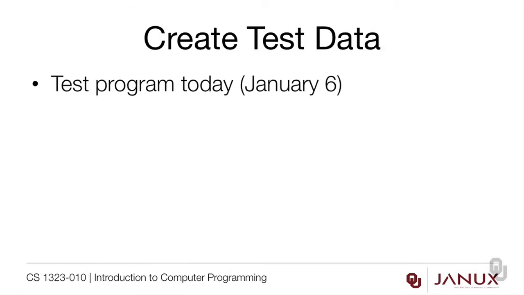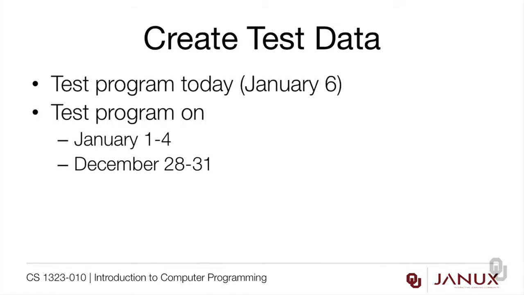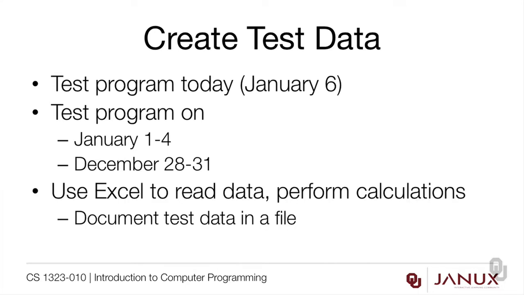The next thing we need to do is create our test data. Now we're going to need to test the program today, and we're going to have to worry about these boundary conditions. What are we going to do on January 1st? Well, on January 1st, we're only going to have 4 days of data. January 1st, 2nd, 3rd, and 4th. And that should work just fine. The same thing happens with December 28th to 31st. So these are definitely places we want to test the data. Now, we can use Excel to read the data and perform the calculations, and then document the test data in the file. I've actually done that process for you, and we'll review it when we get to Eclipse.